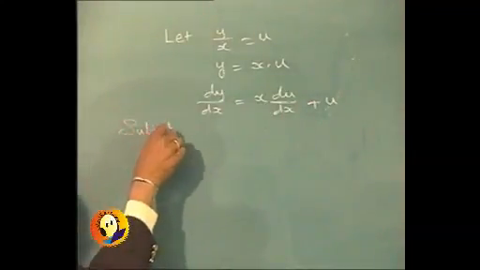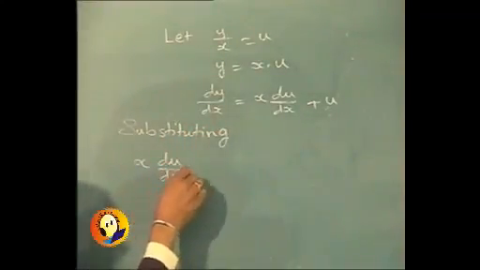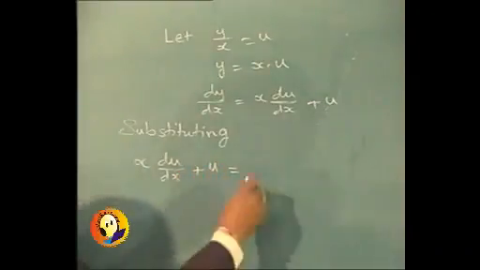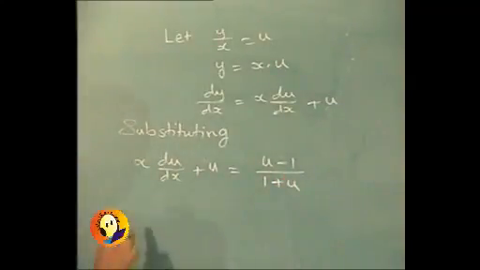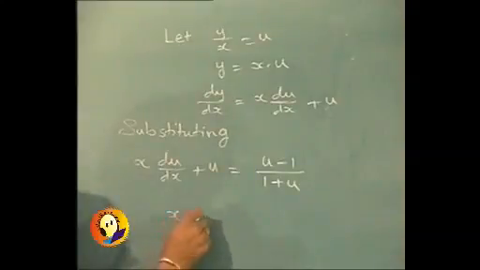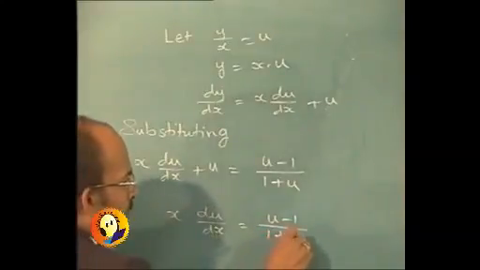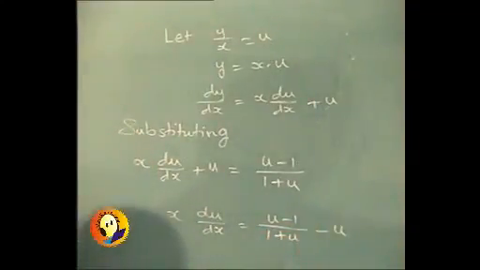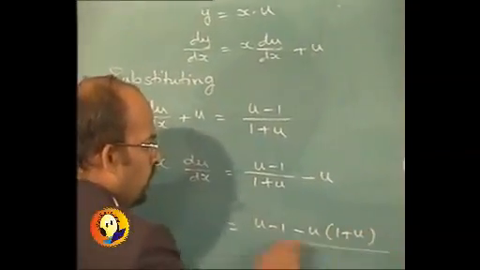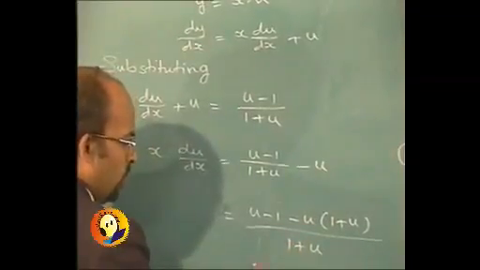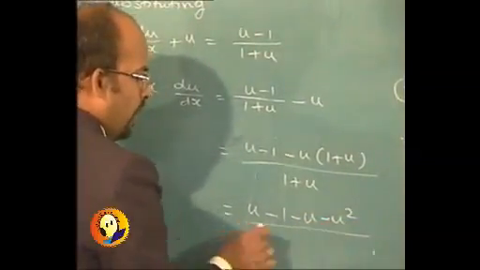Substituting, we get it as x du by dx plus u equal to u minus 1 upon 1 plus u. Transfer this u on the right hand side, so it is x du by dx equal to u minus 1 upon 1 plus u minus u. Take LCM, so it is u minus 1 minus u into bracket 1 plus u divided by 1 plus u. So it will be u minus 1 minus u square upon 1 plus u.